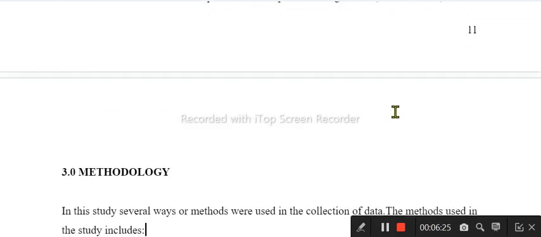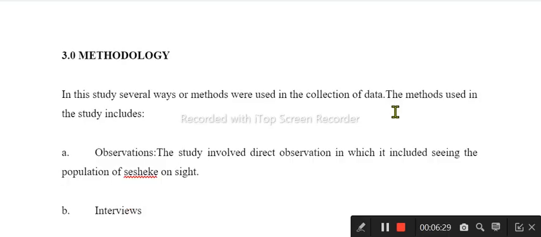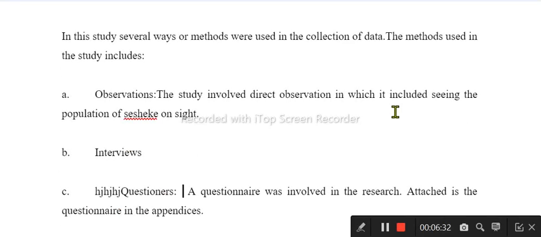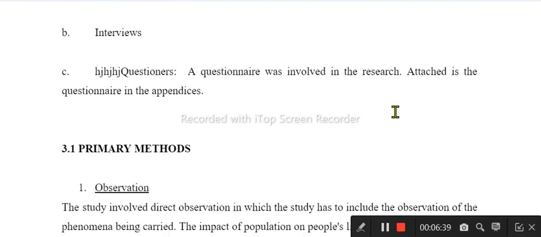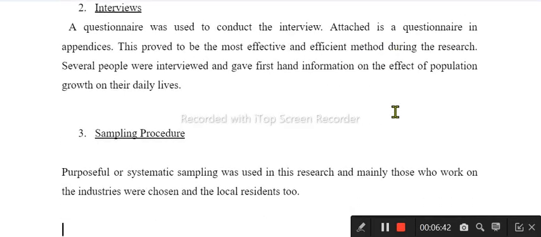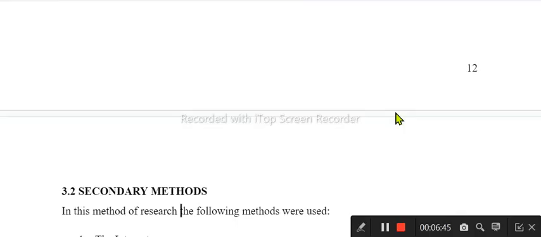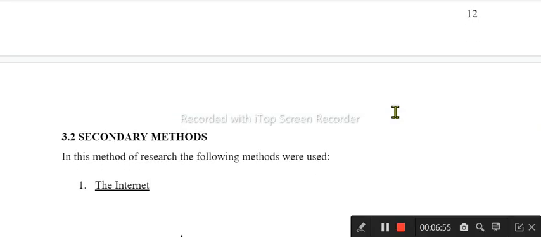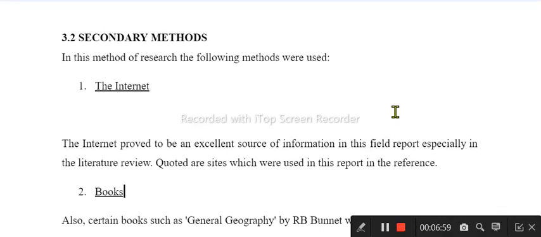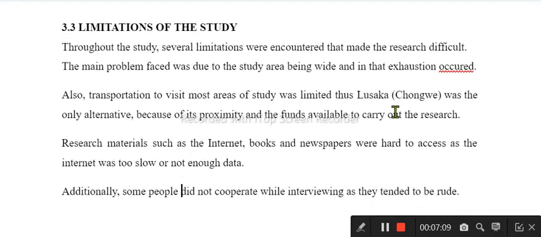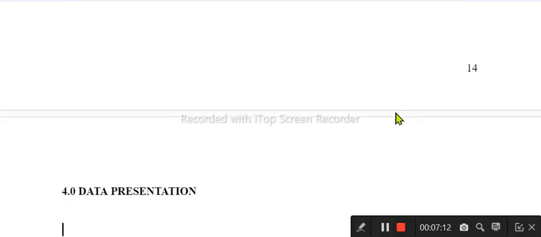Then the methodology, you write on the methods used to obtain that data. There are two types of methodologies, just like I explained in the other videos. Be sure to check out my other videos. I will link it in the description below. So don't forget to check the description, or don't forget to check the other videos. Just click on the channel and you'll see the other videos which I did on the geography project. I also did a sample on tourism, so this one is on charcoal burning. Then the limitation of study, you write what limited you during your research.